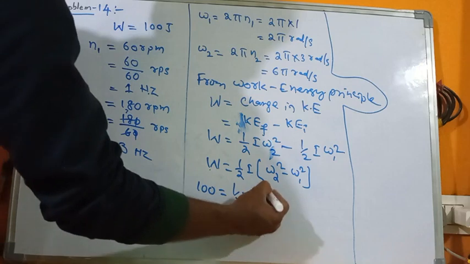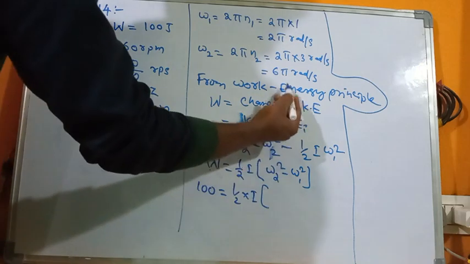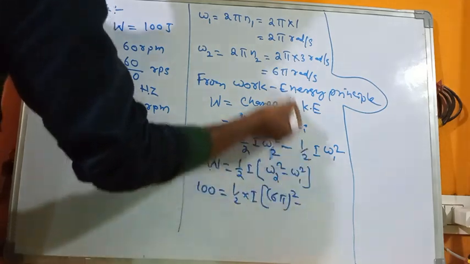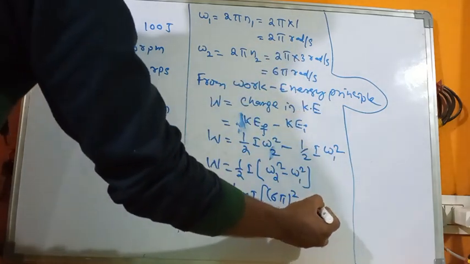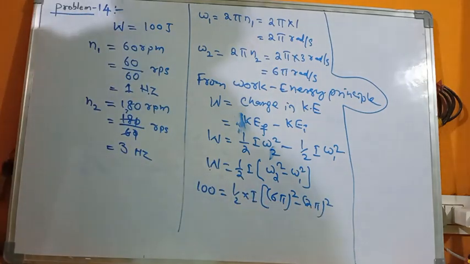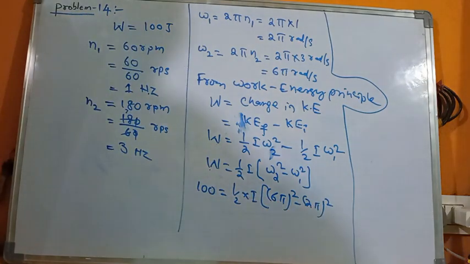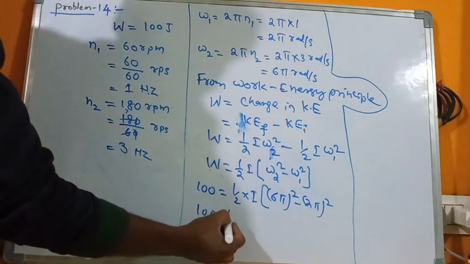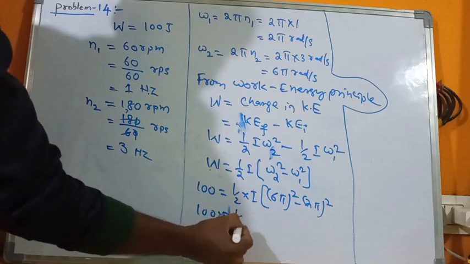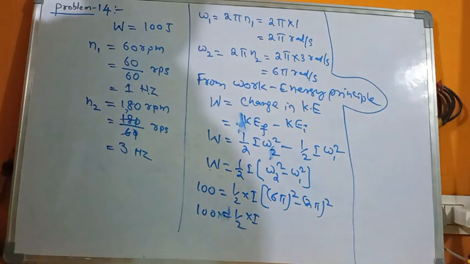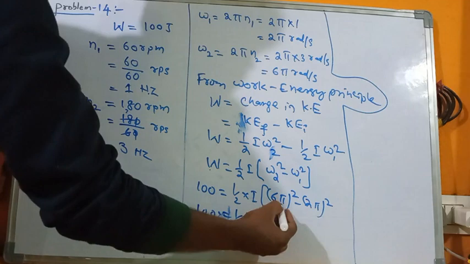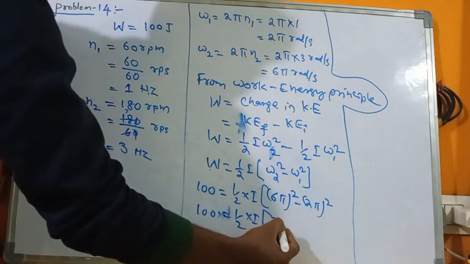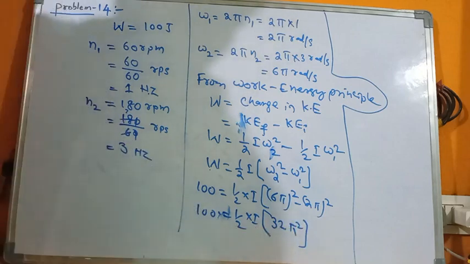So from that, this is 100 joules equal to half into I into omega 2 square minus omega 1 square. Omega 2 is 6 pi, so 6 pi whole square, minus omega 1 equal to 2 pi, so 2 pi whole square. Then 100 is equal to half into I into 36 pi square minus 4 pi square, and that is equal to 32 pi square.